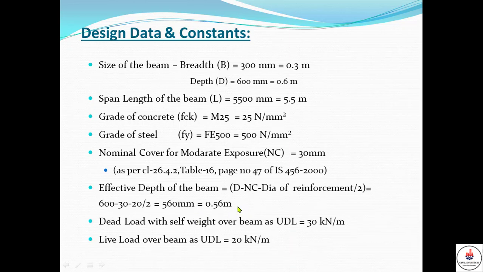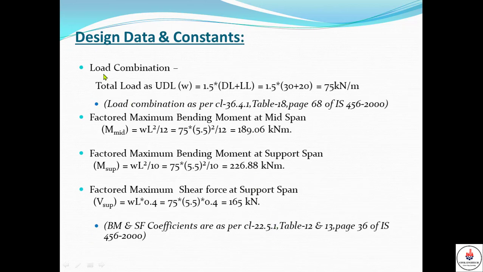Small d. Now we are showing here the dead load with self weight over the beam as UDL, considering 30 kilonewton per meter, and live load over the beam as UDL, considering 20 kilonewton per meter. Next, load combinations. For load combination we are taking 1.5 into dead load plus live load.